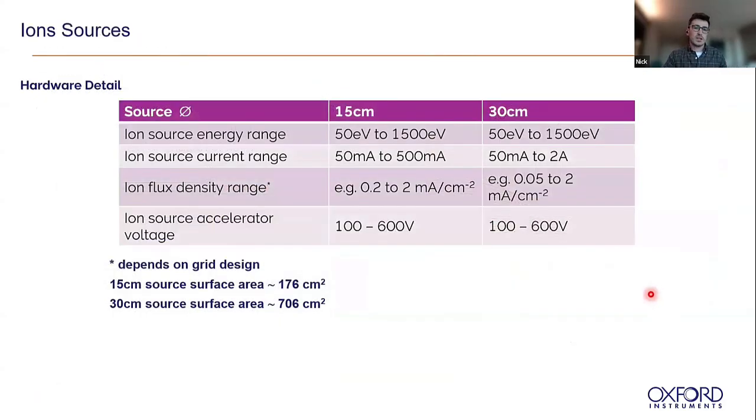The ion sources that are typically used are between 15 centimeters and 30 centimeters. For our systems, they're 15 and 30 centimeters because your source needs to be bigger than the wafer that you're planning to etch. Because you can imagine if you were trying to etch an 8-inch or 20 centimeter wafer, and your ion source was only, say, 10 centimeters, you'd end up just etching in the middle and having no etching at the edge. So you need to make sure your ion source is bigger than the sample that you're planning to etch.